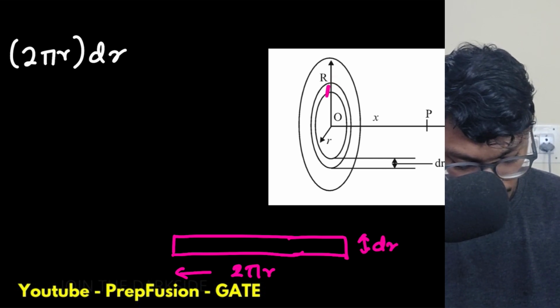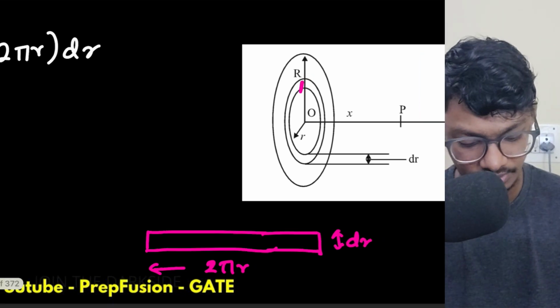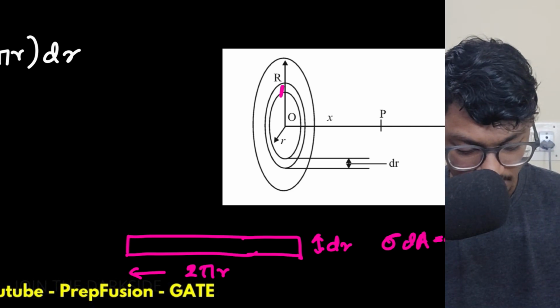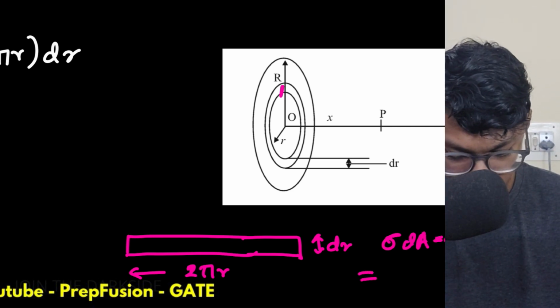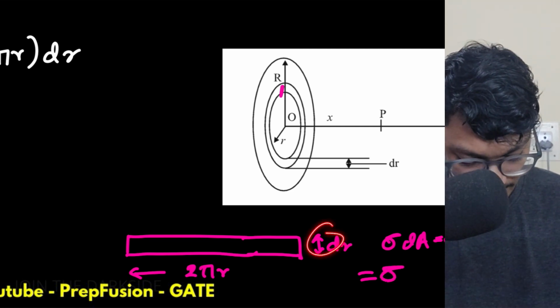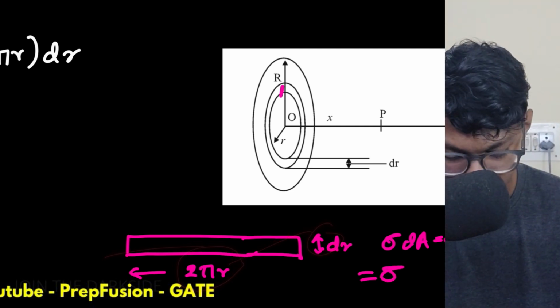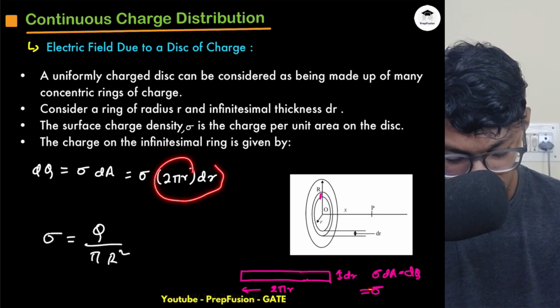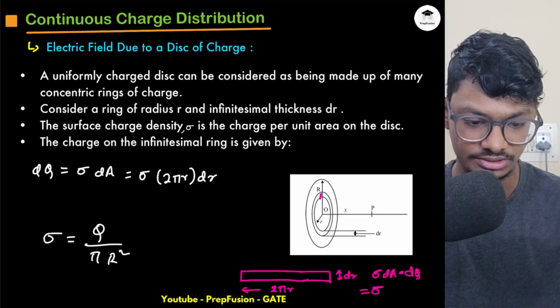So charge density is sigma, and sigma times the small area dA will give me the charge dq. So what is dq here? Sigma times the small area, and the small area is dr times 2 pi r, the area of a rectangle. That is exactly what is written over here: sigma into 2 pi r into dr.